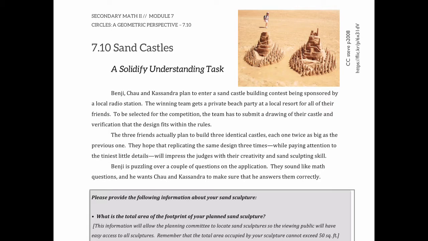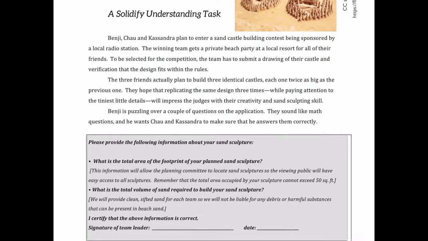Benji, Chow, and Cassandra plan to enter a sandcastle building contest being sponsored by a local radio station. The winning team gets a private beach party at a local resort for all of their friends. To be selected for the competition, the team has to submit drawings of their castle and verification that the design fits within the rules. The three friends actually plan to build 3 identical castles, each one twice as big as the previous one. They hope that replicating the same design 3 times while paying attention to the tiniest little details will impress the judges with their creativity and sand sculpting skills.